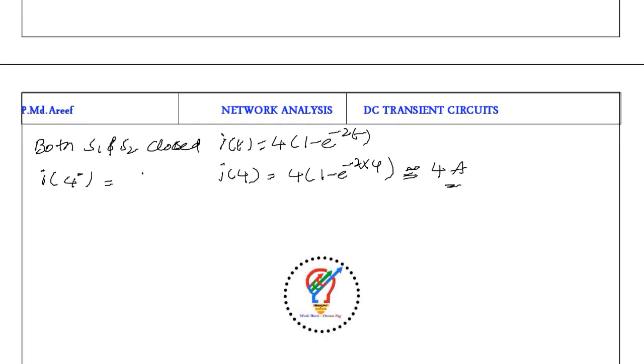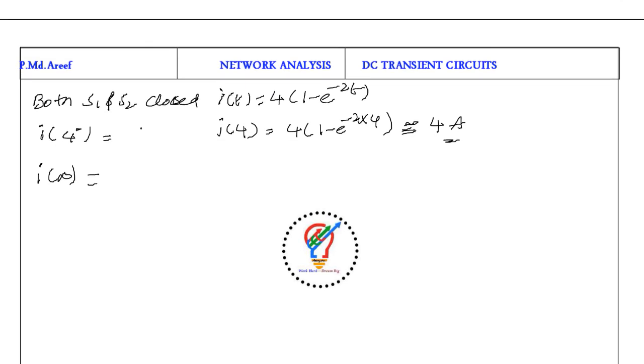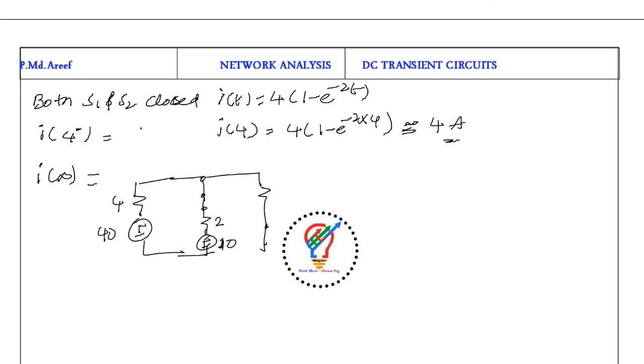Now I want to find what is I of infinity. I of infinity is when both the switches are closed. So this is the equivalent circuit here: 40 volts with 4, and here the second switch is closed. The second switch connects a series resistance to a voltage source of 10 volts here. And here a resistor is there, and the inductor acts as a short circuit. So the current flowing here is I of infinity.